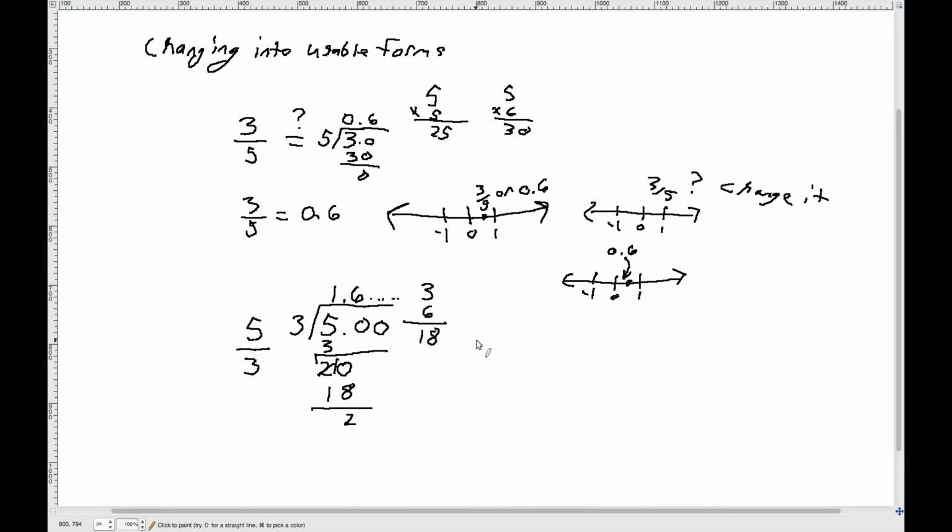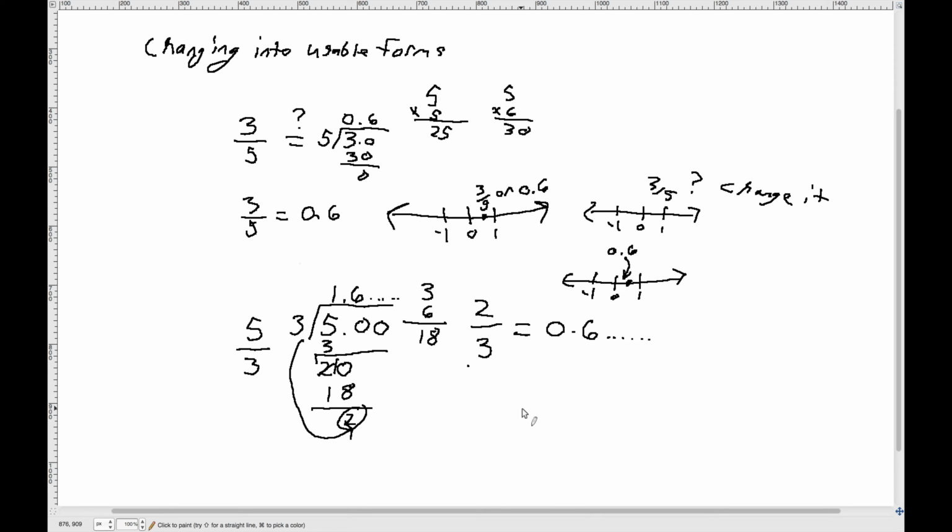So we can say 1.6 repeating, or 1.6 with a line over it. Or we can just say the remainder is 2 to make this into a fraction. The remainder is 2, and whatever you're dividing by, which is 3, you put it underneath. So 2/3 is the remaining value of 1. So we would have 1 and 2/3.